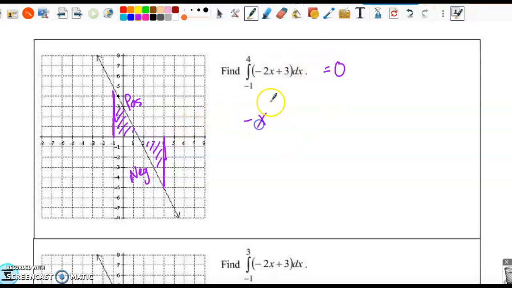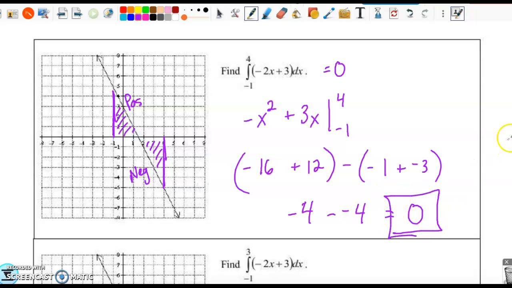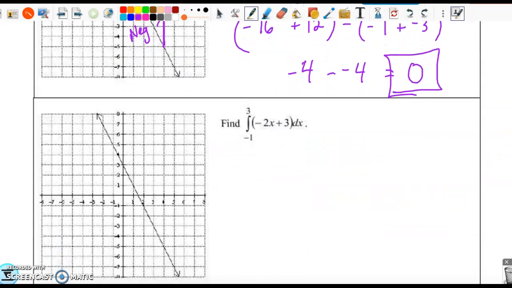Well, let's see, because we should plug in the antiderivative, from -1 to 4, and as I now plug in those bounds, so 4 squared is 16, 3 times 4 is 12, minus -1, because -1 when you square it's positive, but the negative's still there, plus -3, so we're looking at -4 minus negative 4. Yeah, I think I was right. It's equal to 0. So some interesting things to pick up on.